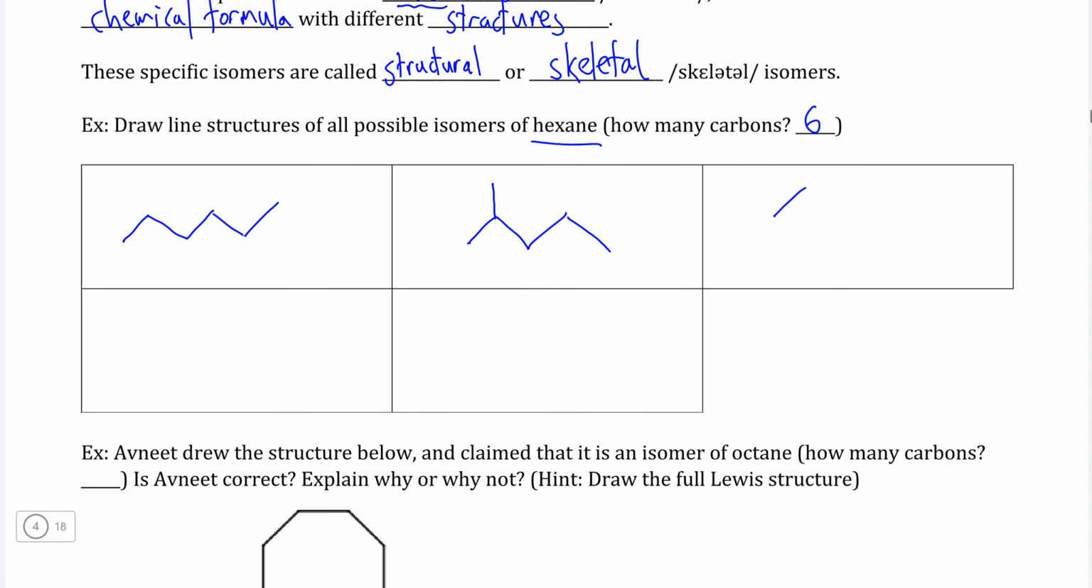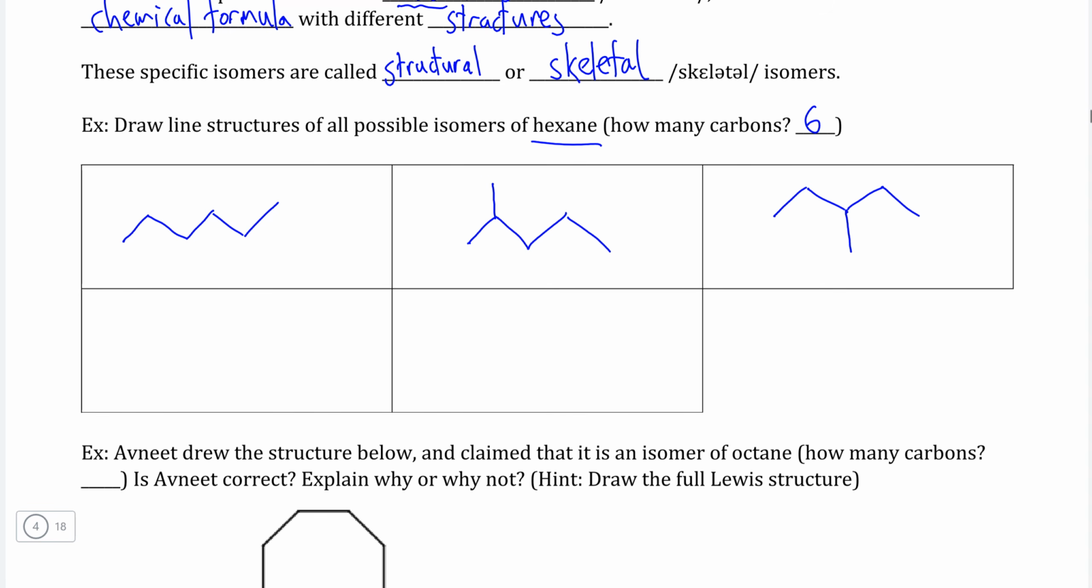Well, what if we were to put the carbon in a different location? What if we were to put the 6th carbon here? Now we have 1, 2, 3, 4, 5, 6, but the arrangement of carbon-to-carbon bonds is different in this form compared to this form here, because this last carbon is attached to a different carbon in the middle.